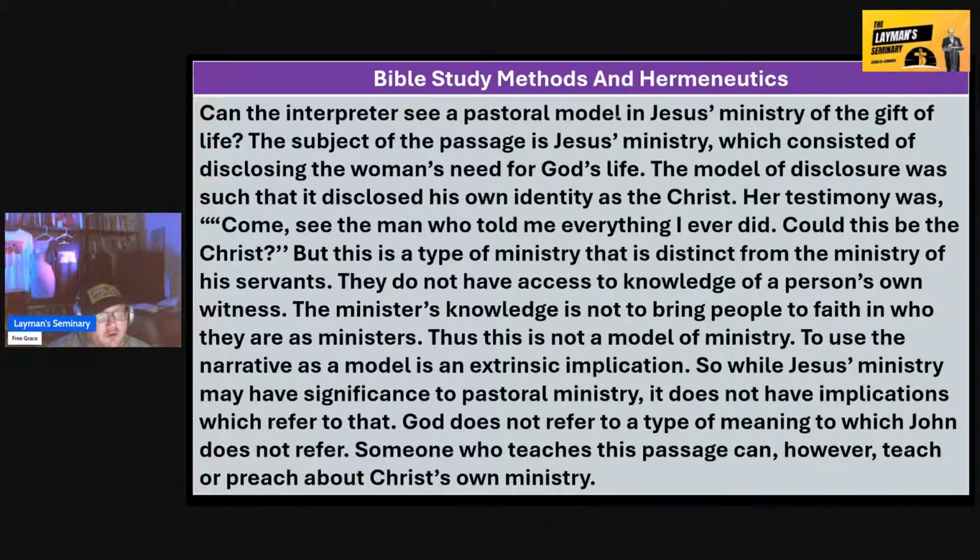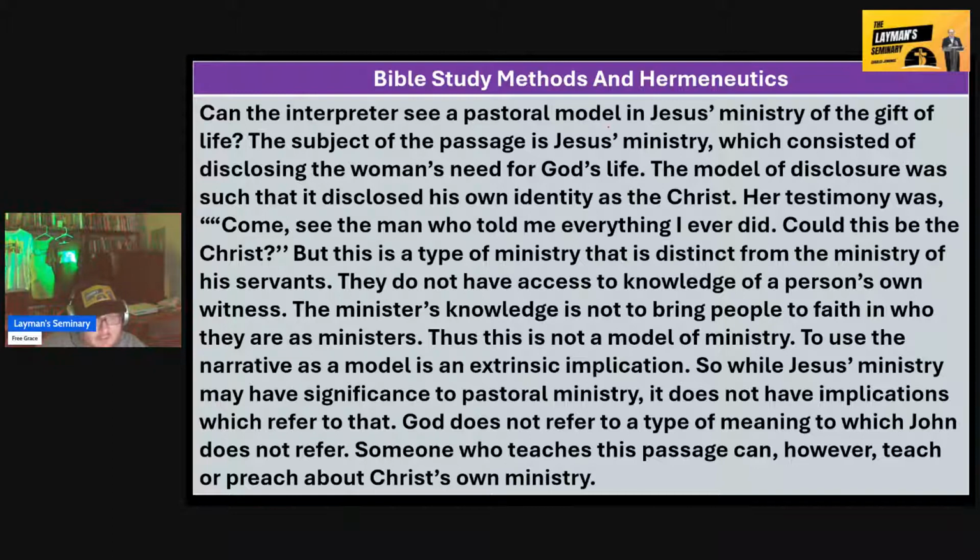Can the interpreter see a pastoral model in Jesus' ministry of the gift of life? The subject of the passage is Jesus' ministry, which consisted of disclosing the woman's need for God's life. The model of disclosure was such that it disclosed his own identity as the Christ. Her testimony was, "Come, see the man who told me everything I did. Could this be the Christ?" But this is a type of ministry that is distinct from the ministry of his servants. They do not have access to knowledge of a person's own witness. The minister's knowledge is not to bring people to faith in who they are as ministers. Thus, this is not a model of ministry.